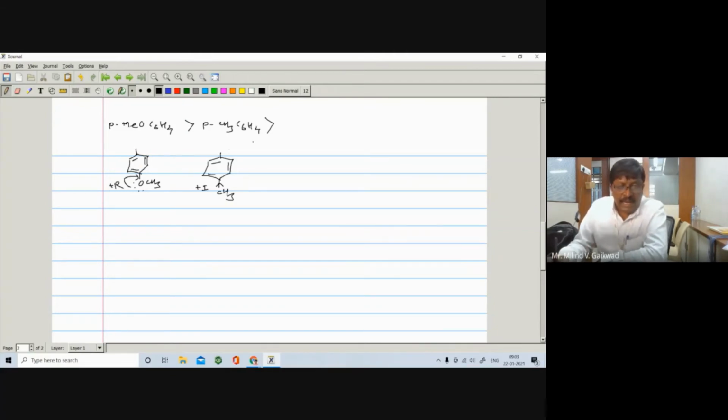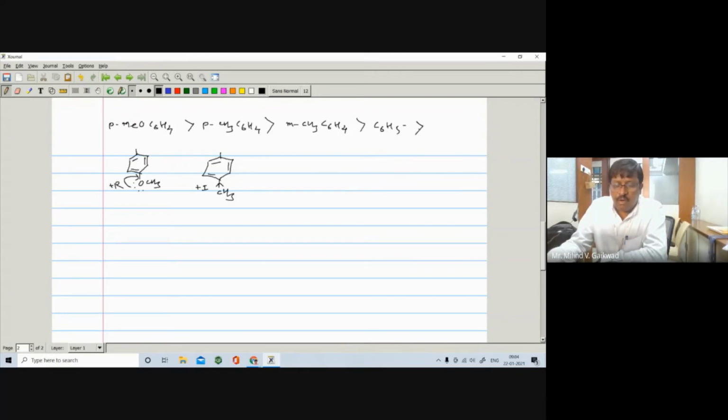Okay. Similarly, if the methyl group is at the meta position, you know, when the methyl group is at the meta position, there is no hyperconjugation effect. The hyperconjugation effect is possible at the ortho and para positions, but it's not possible at the meta position. So it is not so powerful. That's why it is less as compared to the previous. Similarly, C6H5, and we have seen the C6H5 in the other sequence.